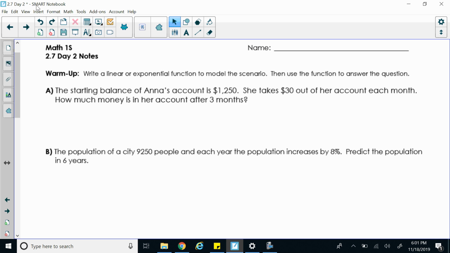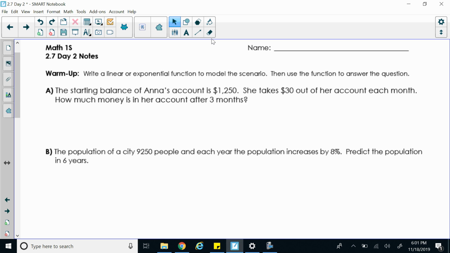All right, kids, so today we're going to continue writing linear and exponential functions, but we're going to write them from word problems and situations. For this warm-up, for A and B, I want you to write either a linear or exponential function based on what you read. Pause the video, then play it to see if your warm-up was correct.